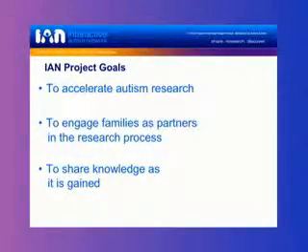So our goals as a project are to accelerate autism research, to make it go faster in as many directions at once as we can in the most efficient way possible. We want to engage families as partners in the research process and to share knowledge as it is gained. Sharing knowledge as it is gained is actually part of being partners. So you will see there's many ways that we try to give back some results from our studies right away to the community.